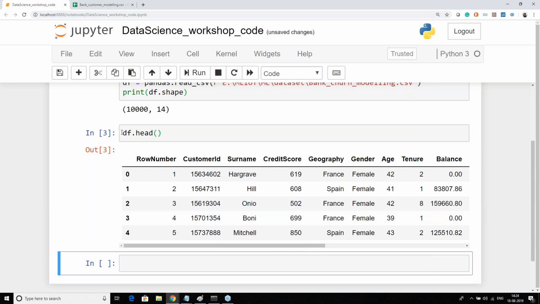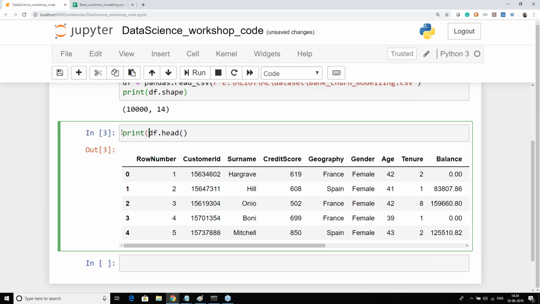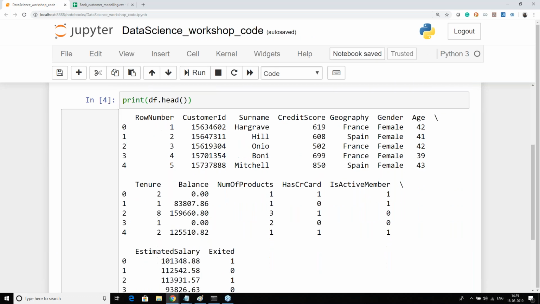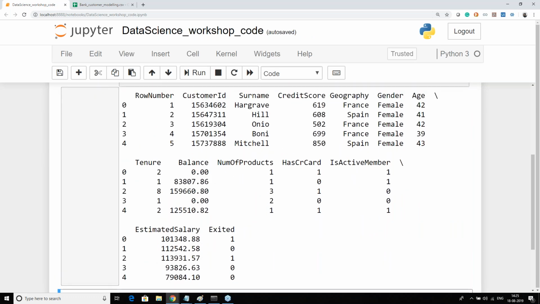We can also print this as well. In case you print that, you can see all the columns together here. The dataset here is a CSV file. So you can see that all the columns over here are well mentioned.